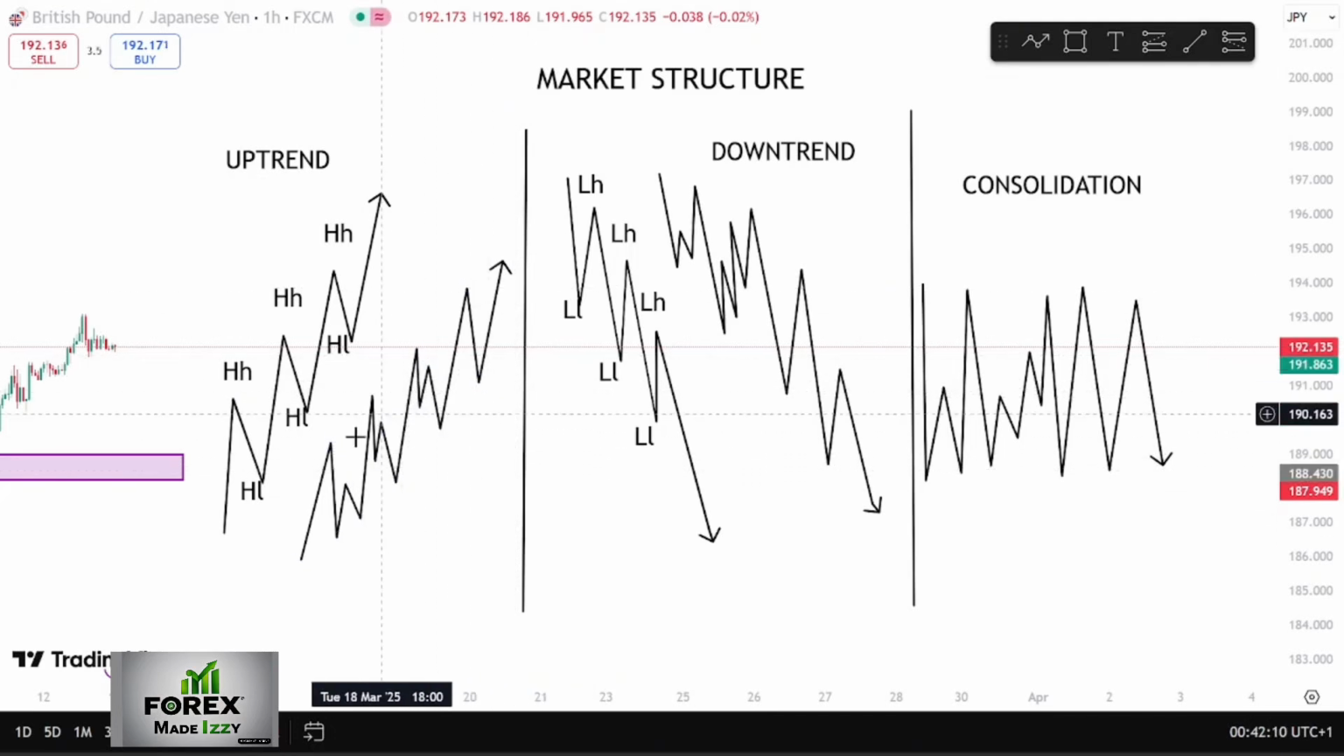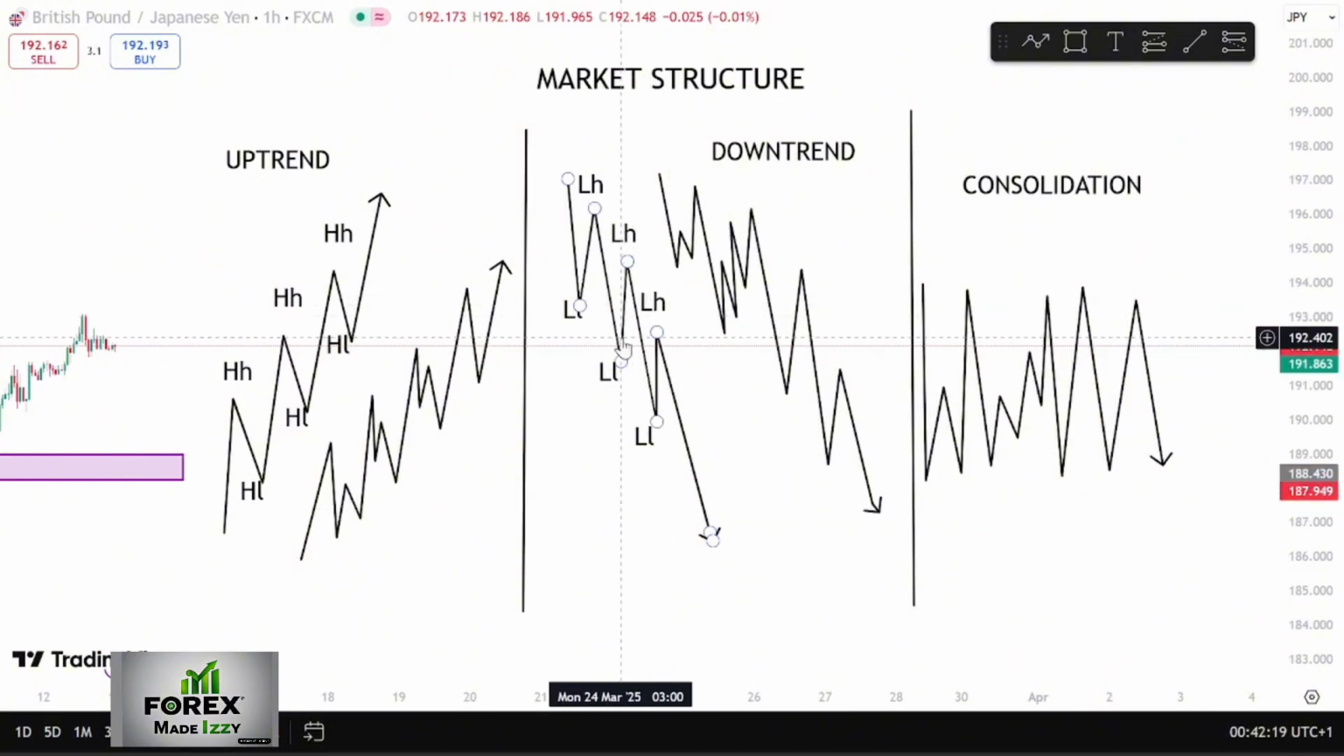So yeah, basically it's an uptrend. So you can see how an uptrend looks like. So let's go to the downtrend. A downtrend is just the opposite of the uptrend. Now a downtrend creates a series of lower highs and lower lows, right?